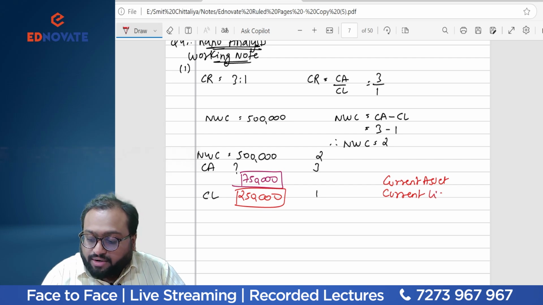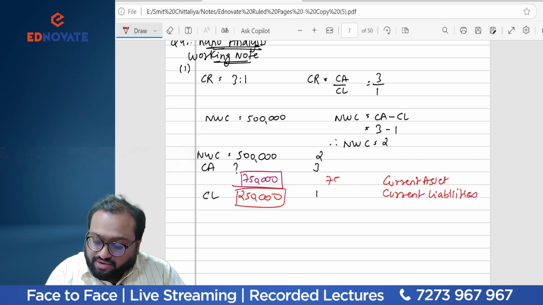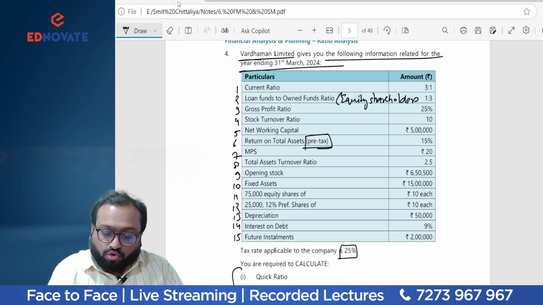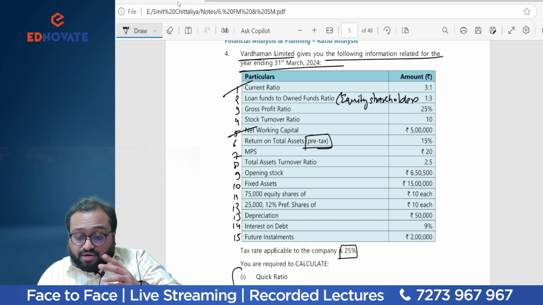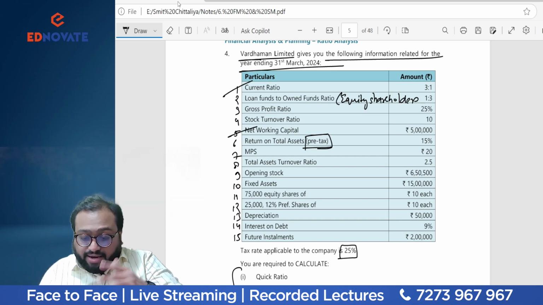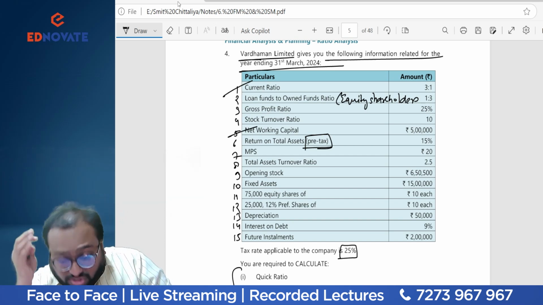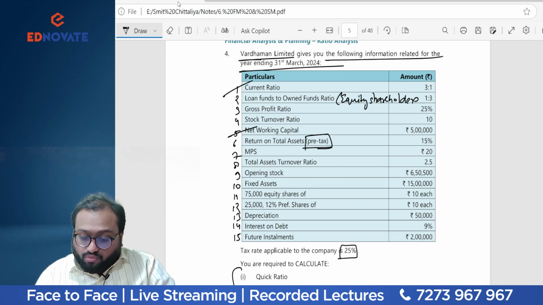Both the things I got at the first instance only. Very easily and very quickly. Current assets of 7,50,000. Current liability of 2,50,000. Wow. So first data used, net working capital used. Now since I have current asset and current liability, what next information can I go for? What do you think? What next can I go for?